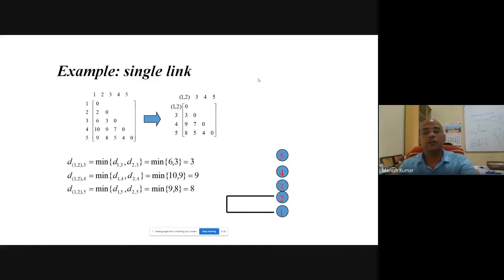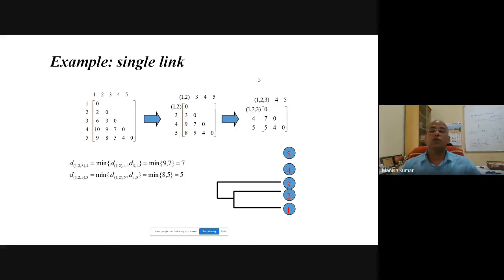So you can have another matrix. Now investigate this matrix, find out the minimum one. So again, you will be getting 3 as the minimum one. So that you can go for. So 1, 2, and 3 now will be merged. So you can see that the dendrogram I am going for is this.